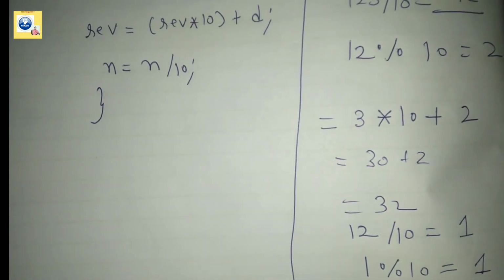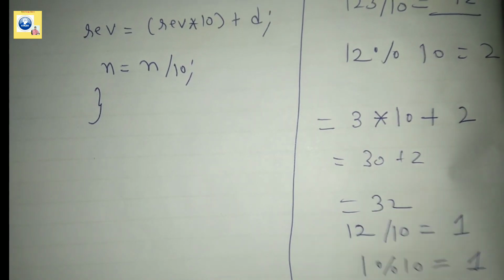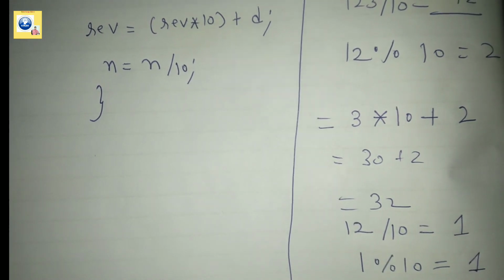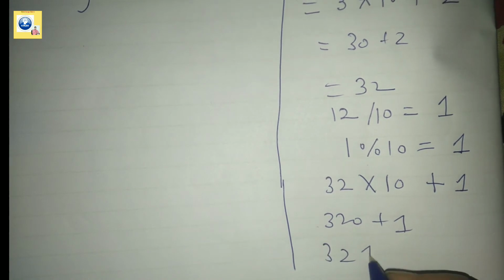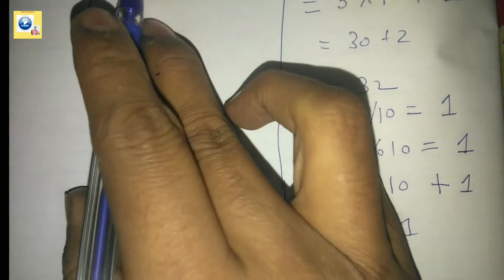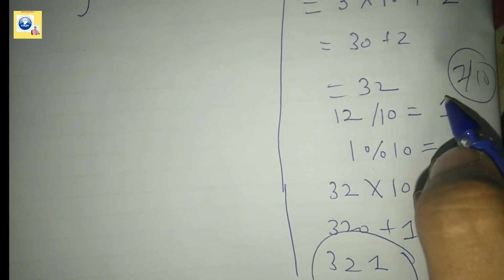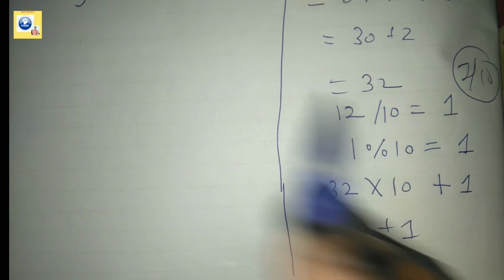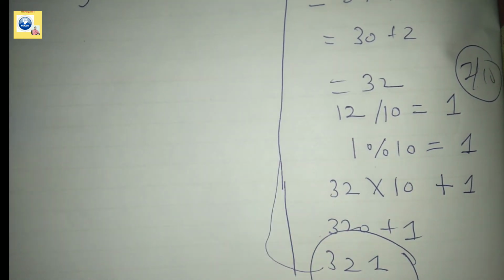Okay. Now what is the previous value of reverse? 32. So 32 into 10 plus 1. Now you will get 320 plus 1. See, 320 plus 1, it will become 321. Now when you divide 1 by 10, the value will be less than 1 in integer terms, that is 0. Okay. So the loop will be terminated and you will get the answer 321.